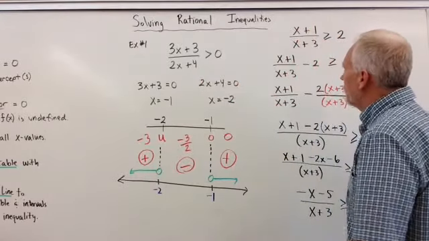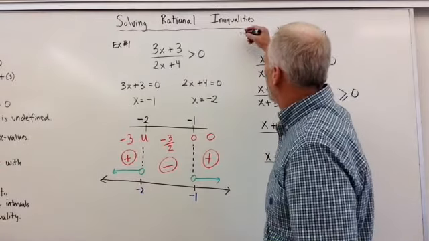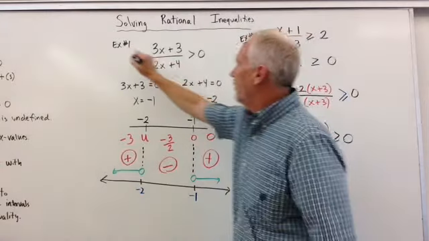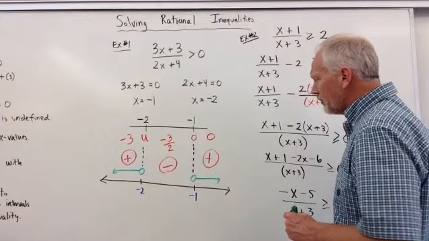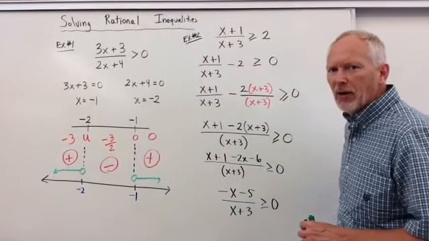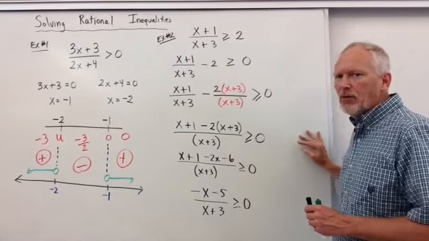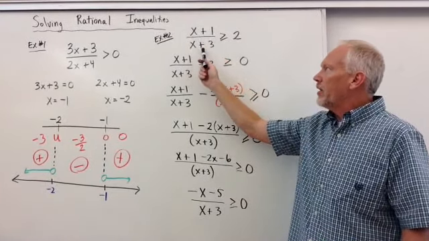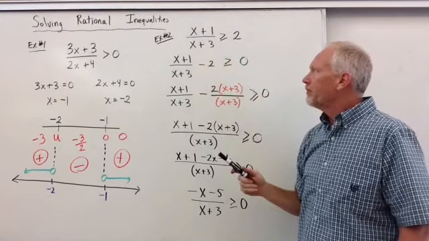All right, let's look at example number 2. I didn't write that down, but this is example number 2. This was example number 1. All right, example number 2 says, a little more complicated now. Got a little more stuff here. It says, well, all right, check it out. You've got x plus 1 over x plus 3. Where is that greater or equal to 2?